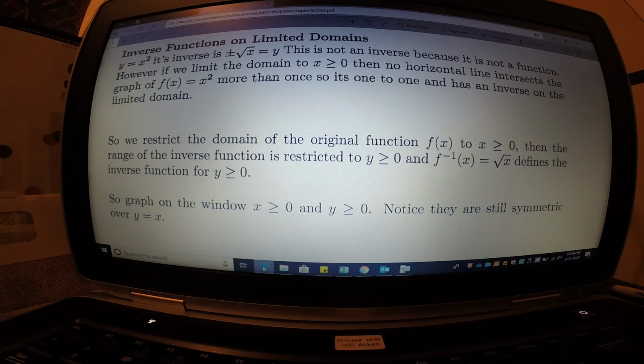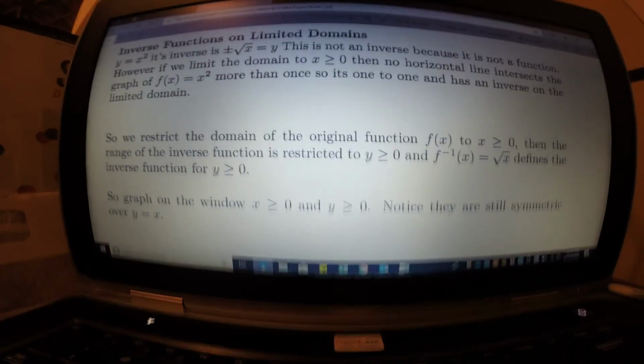To graph that, you'll have to graph the positive square root function of x and the negative square root function of x. And you'll just notice that it's not a function. Okay, it does not pass the vertical line test. So therefore, it cannot be the inverse.